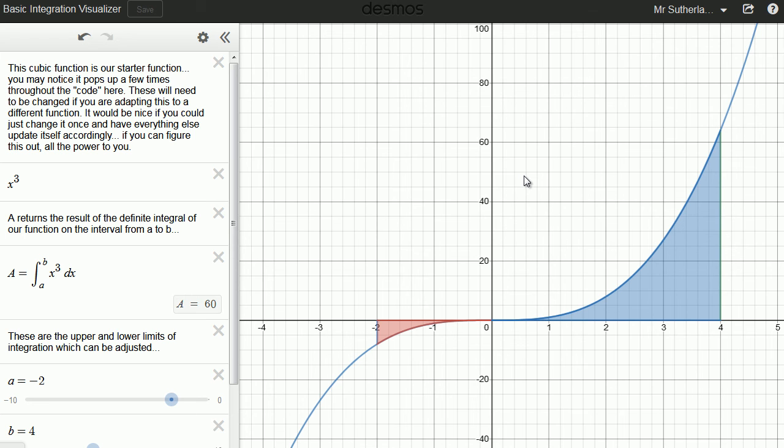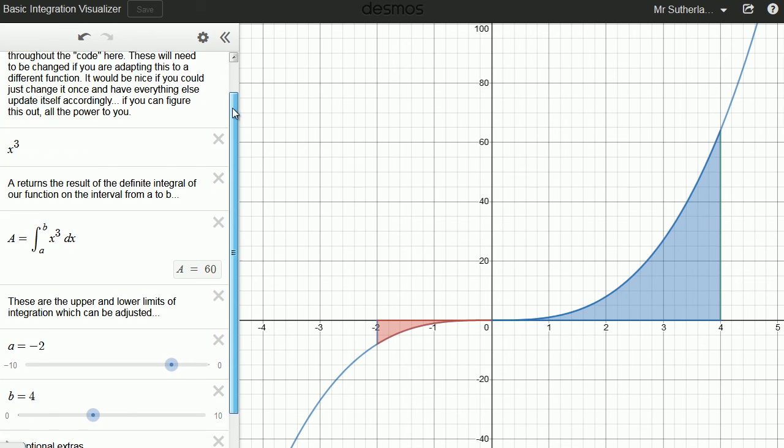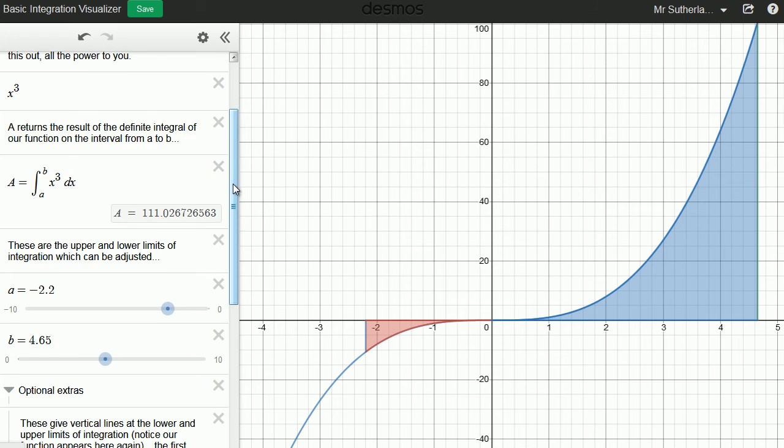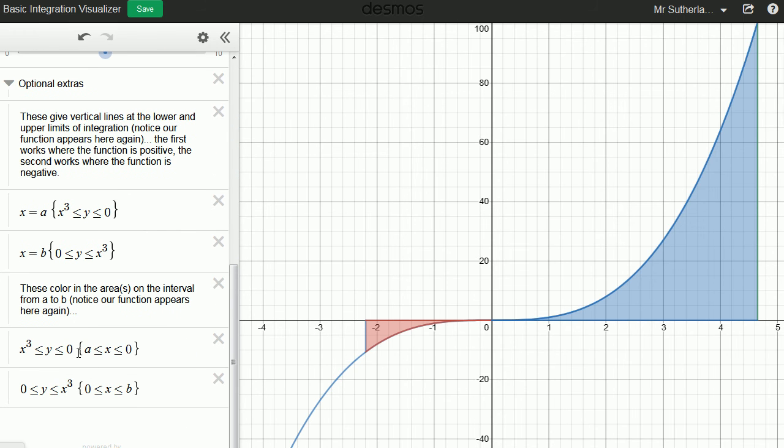I have something for this. I've posted this link in the description. It's a very basic integration visualizer. You can think of this as sort of a jumping off point. We have a function here, the integral from a to b. You can adjust the intervals from a to b, and there's some optional extras in here, giving lines and shaded regions. So hopefully you find this somewhat helpful in the questions ahead.